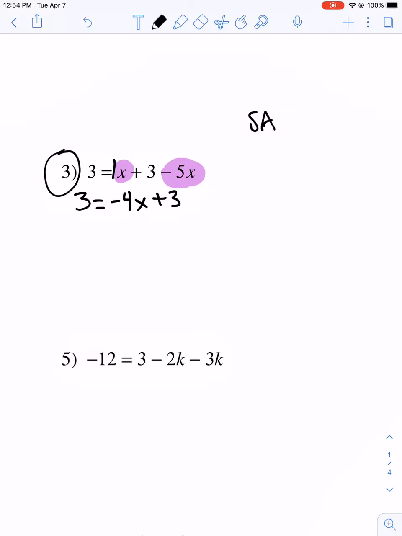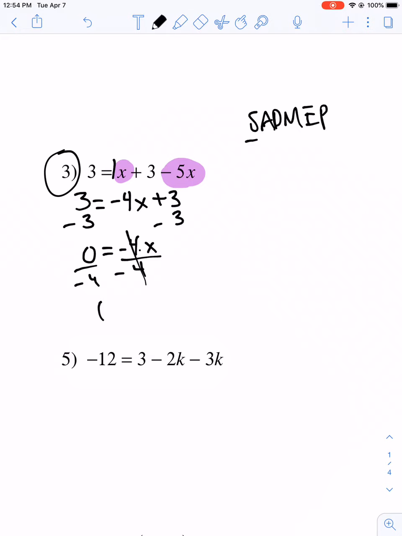And now we use our SADMAP, our inverse order of operations. So basically we're undoing the operation. Well, this is addition, so its opposite would be subtraction. So that's the first thing I'm looking for. So I'm going to subtract 3 from both sides. 3 minus 3 is 0. Negative 4x. And then 3 minus 3 is 0, but this time I don't need to write it. We're multiplying here. The inverse is dividing. 0 divided by anything is 0. And so we get that x is 0.